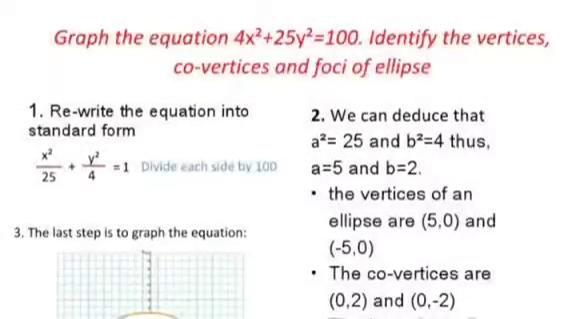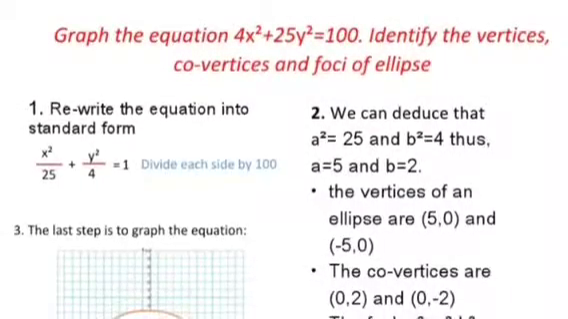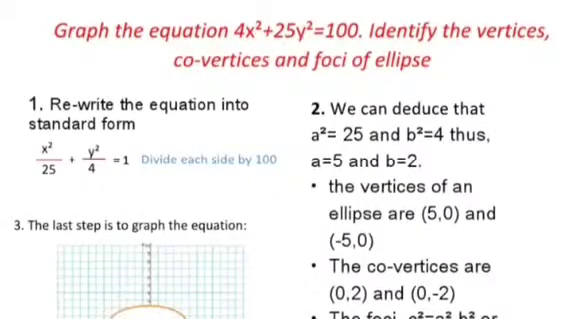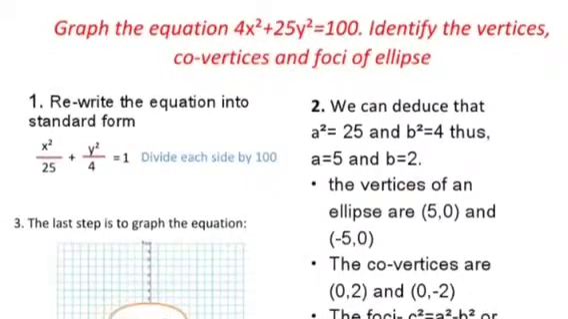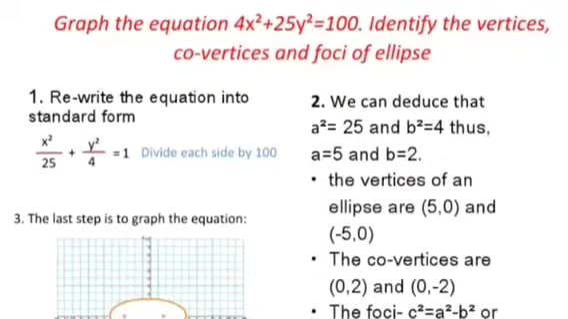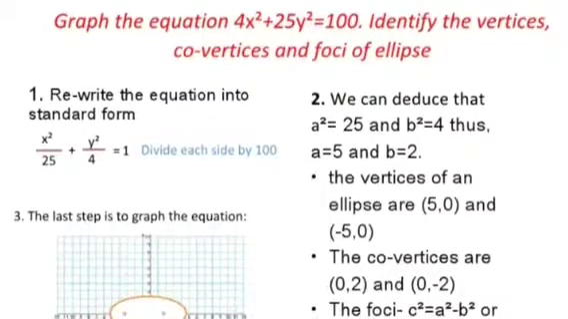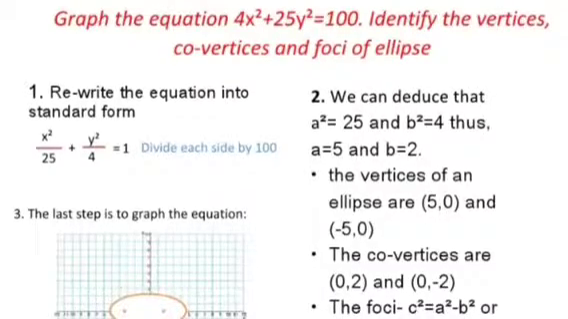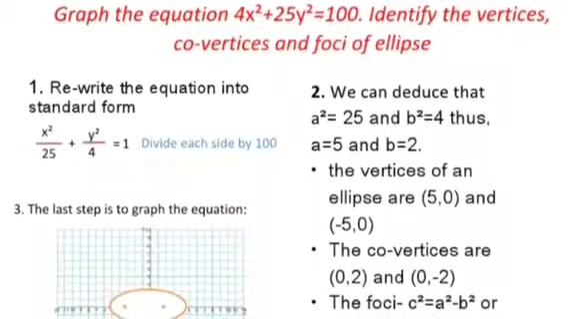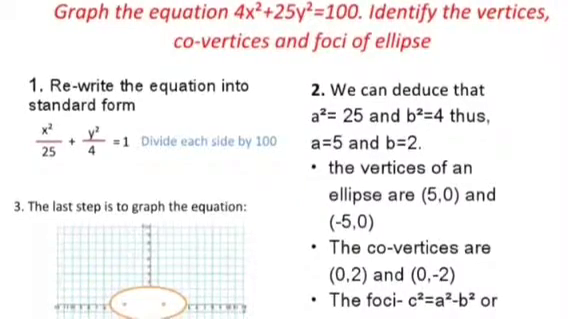Now we are going to learn how to graph an ellipse. In the following problem, we are given an equation and we are asked to graph and identify the vertices, covertices, and foci of the ellipse. The first step is to rewrite the equation into standard form. To do this, we need to divide each side by 100. The ending equation is x squared over 25 plus y squared over 4 equals 1.